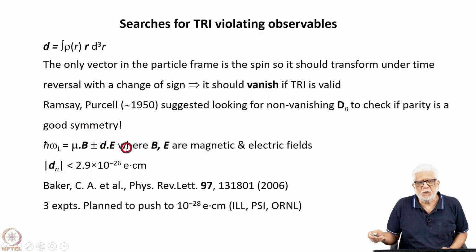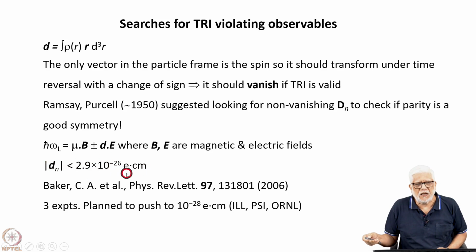I will not go into that, maybe we will come back to that at some later time. But using this, the latest experiments, for instance, have shown, not latest by the way, in 2006, this put a bound on the possible electric dipole moment of the neutron to be about 3 times 10 to the minus 26 e centimeter. Now, this is an extremely tiny quantity.